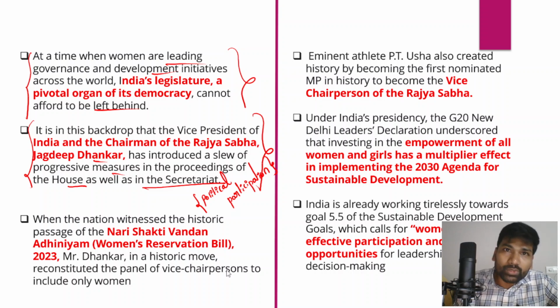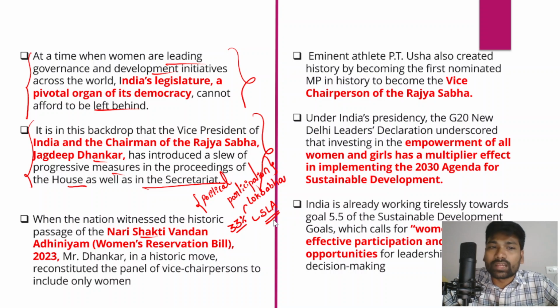And we all know that Parliament has passed the Nari Shakti Vandan Adhiniyam. So what is this Nari Shakti Vandan Adhiniyam? This is a women's reservation bill which provides 33% reservation for women in the Lok Sabha in particular and Parliament in general, and even the state legislative assemblies. So that is the Nari Shakti Vandan Adhiniyam, or Women's Reservation Bill.